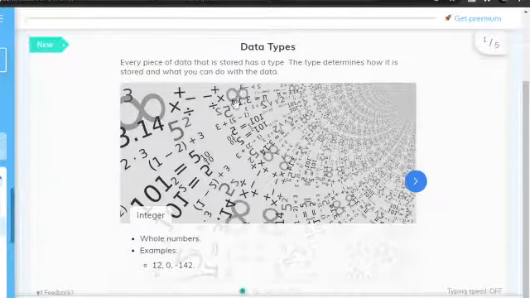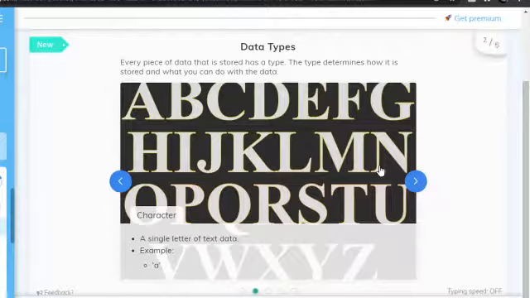So first of all, data types. Each piece of data that is stored has a type. This determines what you can actually do with it. For example, integers are whole numbers, and what you can do is addition, multiplication, etc. But you can't use them like strings. Whereas characters are single letters. They have an ASCII value, and these are things such as A, 1, Z, etc.